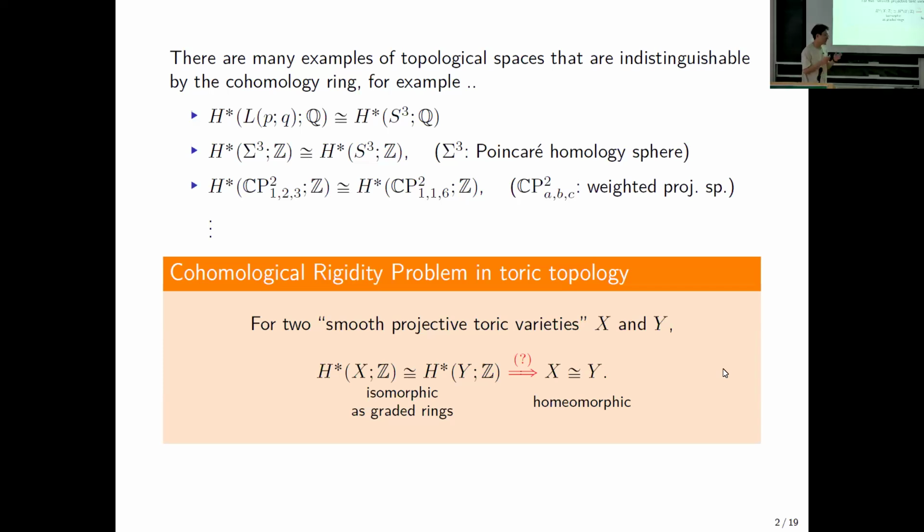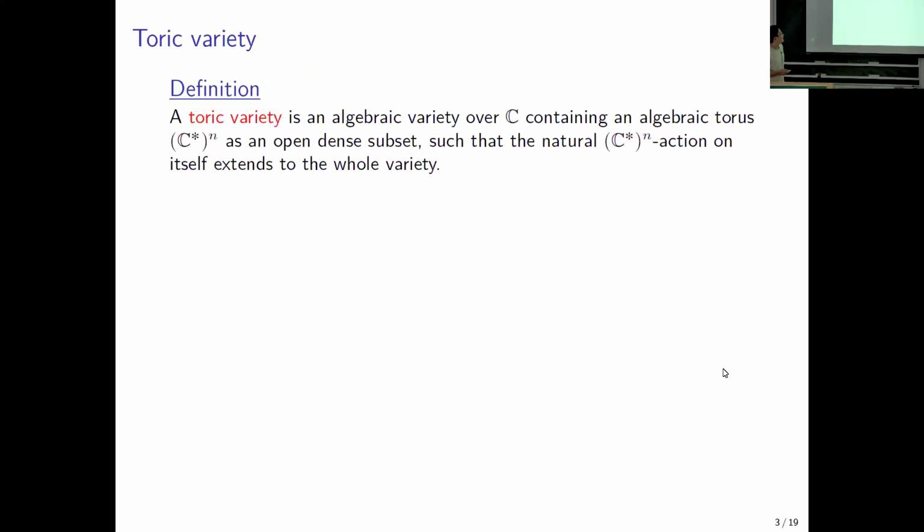So for the first half of my talk, let me first try to convince you in what sense this problem makes sense in toric topology. And then after that, I will try to introduce some of my contributions with my collaborators. Okay? So what is a toric variety? Just a definition. This is a complex algebraic variety containing an algebraic torus as an open dense subset. On this open dense subset, there is a natural algebraic torus action, and it has to be extended to the entire variety. So if some variety satisfies this condition, that's going to be your toric variety.